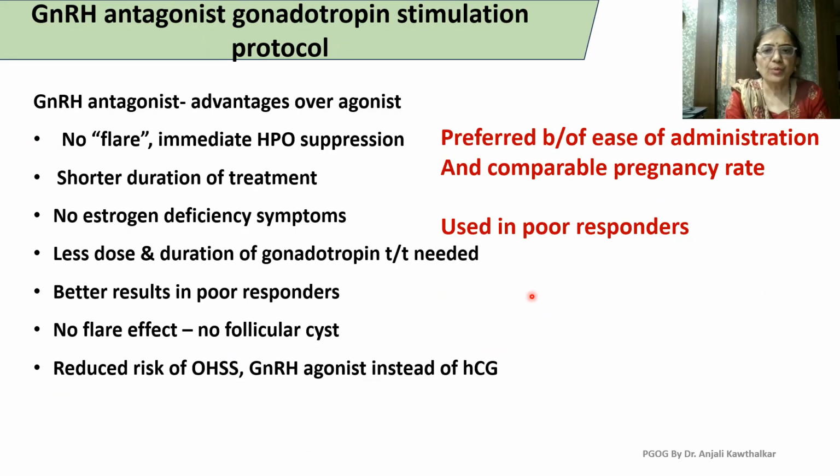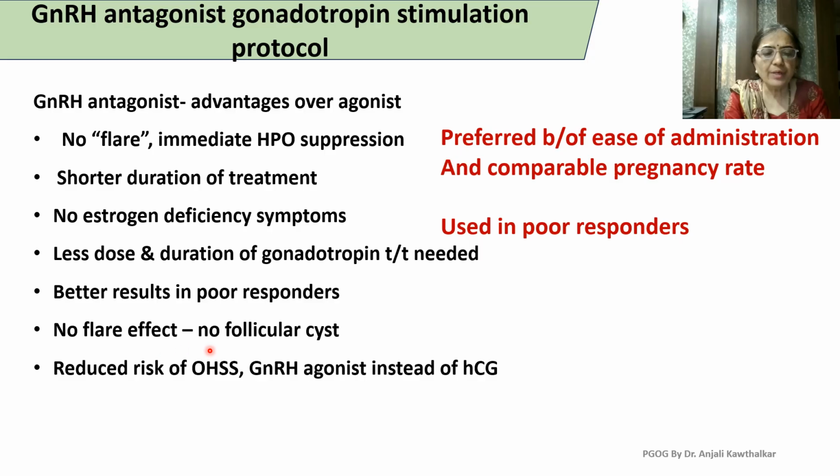Now we come to the fourth protocol, where instead of GnRH agonist, we are using GnRH antagonist along with gonadotropin. So it is called the GnRH antagonist gonadotropin stimulation protocol. The advantage of using antagonist over the agonist is there is no flare action. GnRH antagonist leads to immediate HPO suppression. Shorter duration of treatment is required. No estrogen deficiency symptoms are seen. Less dose and duration of gonadotropin treatment is needed. Better results in poor responders.